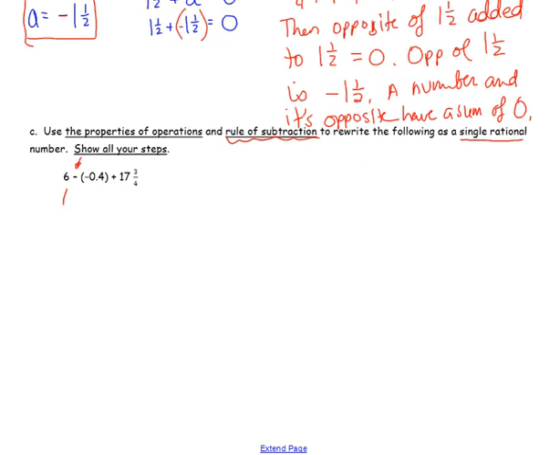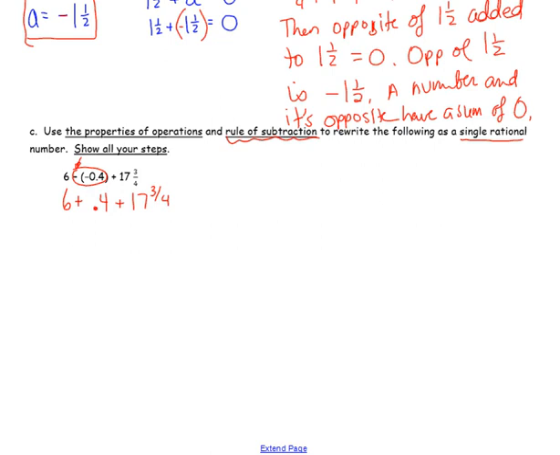So I'm going to bring down the 6. I'm going to change this to adding the opposite. Plus, the opposite of negative 0.4 is positive 0.4. Then I just bring down the rest of the problem. Now, this is an addition problem. All numbers are positive, so I can add it in any order.